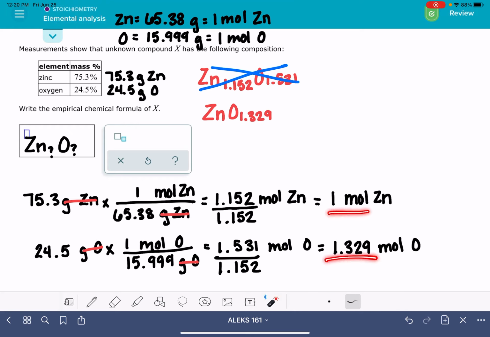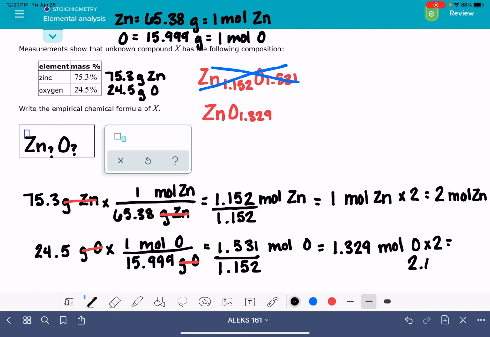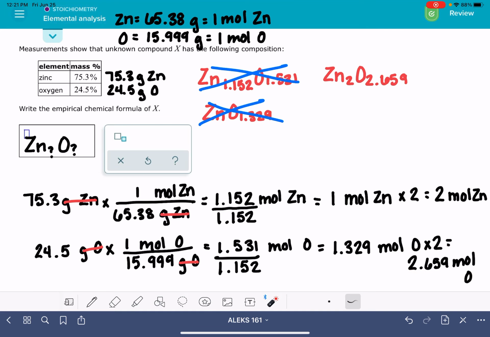We're going to multiply, trying to turn these numbers into integers. We're going to start by multiplying everything by 2. There's no point in multiplying by 1. It doesn't do any good. Let's see what that gets us. 1 mole of zinc times 2 gives us 2 moles of zinc, and 1.329 times 2 gives us 2.659 moles of oxygen. These numbers are still not integers. The zinc is an integer, but now we're at zinc 2, oxygen 2.659. Still not an integer, and still too far away from an integer to feel comfortable rounding.